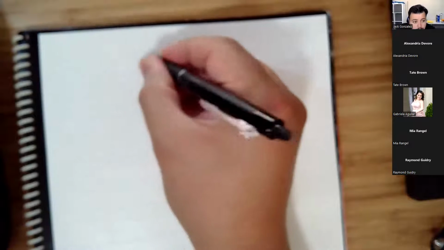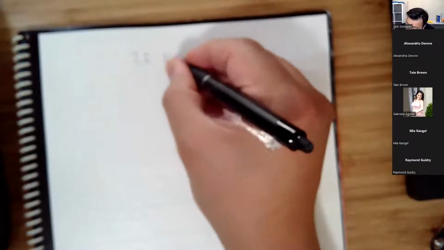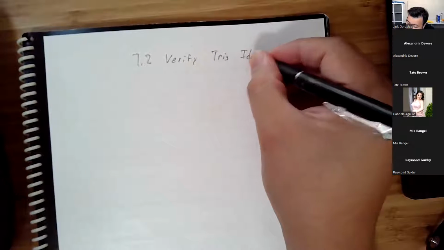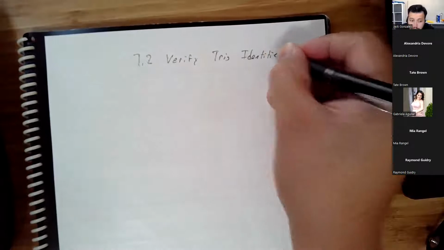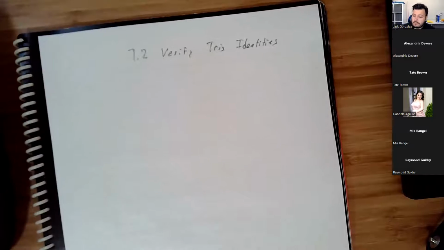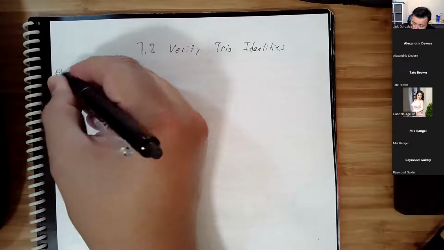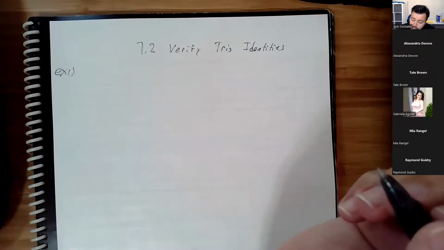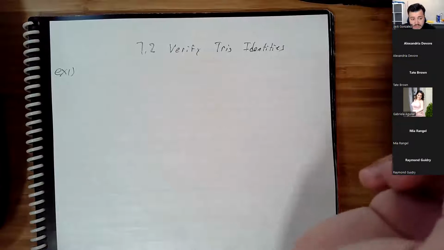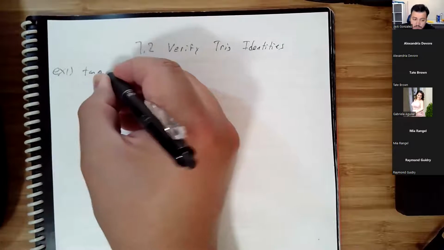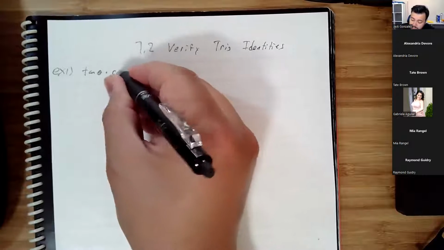So 7.2. Verify trig identities. So it's essentially what we are doing. We're verifying, meaning we're proving that one side is equal to the other side. So the first one is pretty simple. At least I hope it is.